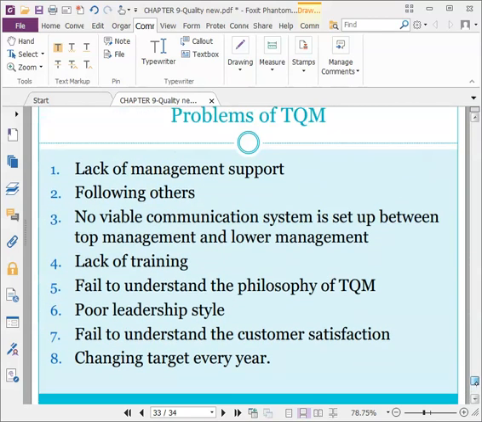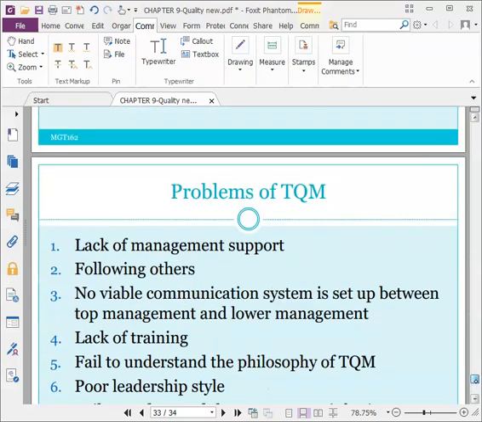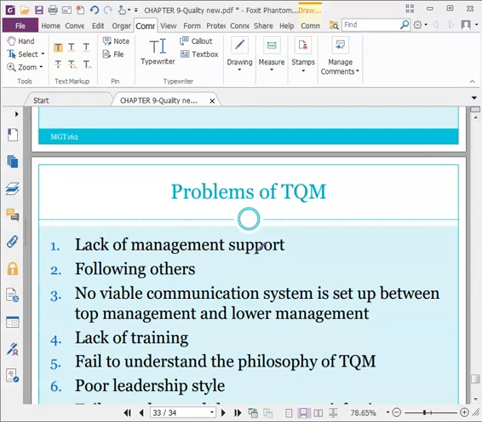Okay, then let's look at what is the problem of TQM. Kenapa most of the management cannot having TQM? Okay, lack of management support. Okay, top management pun dia tak nak buat. Okay, macam mana lah employee bawahan tu dia nak buat kan? Nak mencapai kualiti kalau management support, dia tak support langsung. And then following others. Sebab orang lain dia tak nak buat, company lain, so kita ikut je tak payah buat. That is the problem of having the TQM in the management or organization.